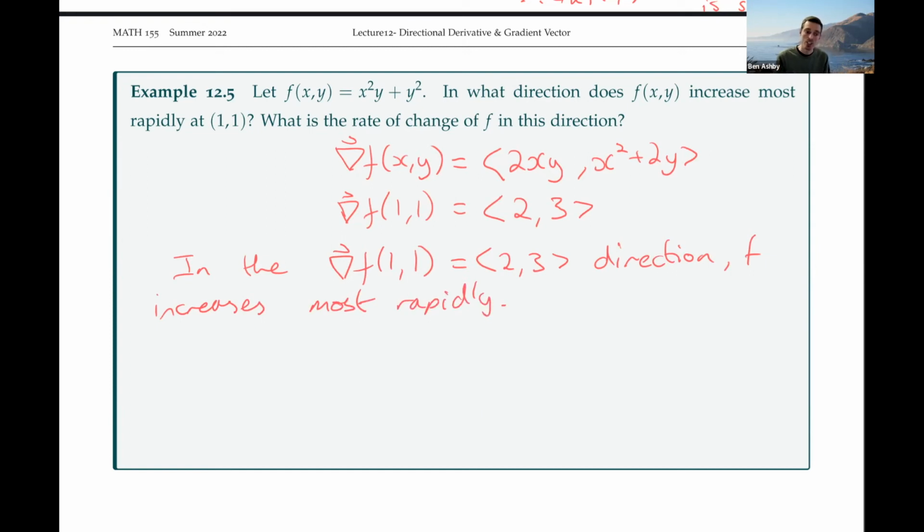And how do we work out the maximum rate of change? The maximum rate of change is just given by the length of our gradient vector. So if we work out the length of grad f at (1, 1), this is just Pythagoras: the square root of 2 squared plus 3 squared, the components of our gradient vector, which just turns out to be root 13. That tells me that for every unit step I take in the (2, 3) direction, I end up increasing my function value by the square root of 13.